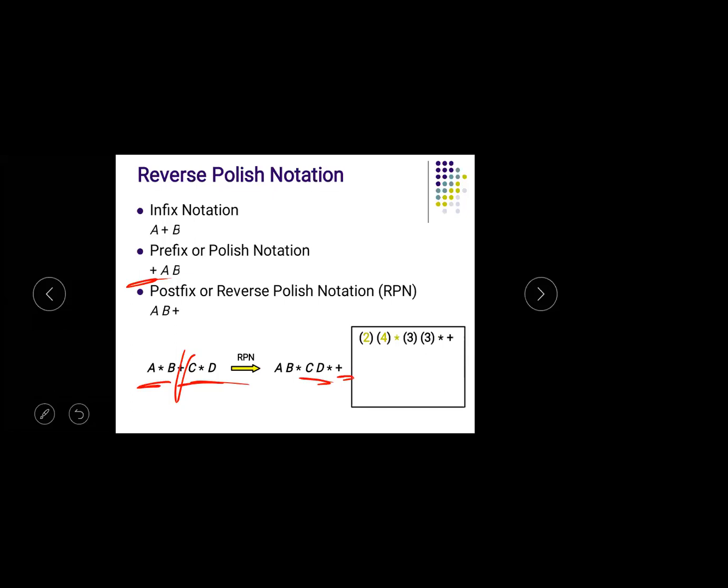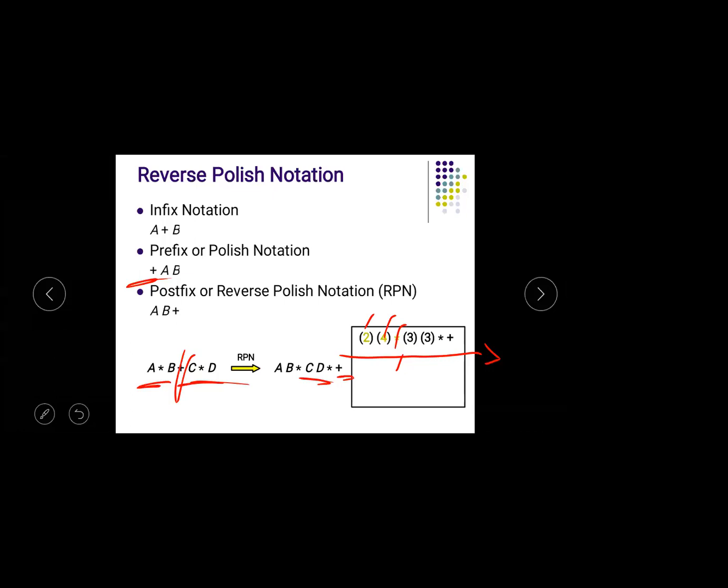Okay, an example: 2 star 4 plus 3 star 3. 2 into 4 can be written as 2 4 star, and 3 into 3 can be written as 3 3 star. Scan from left to right. If an operator is found, that operation is performed between the two operands before the operator. 2 is the operand, 4 is the operand, star is the operator. Then star is performed between 2 and 4.